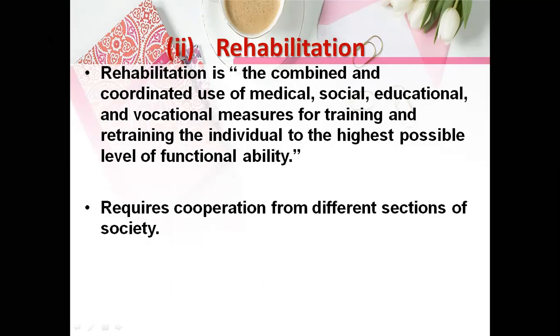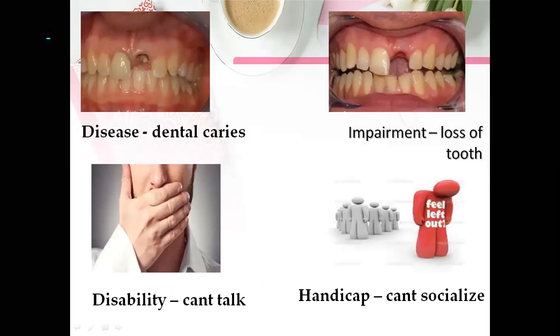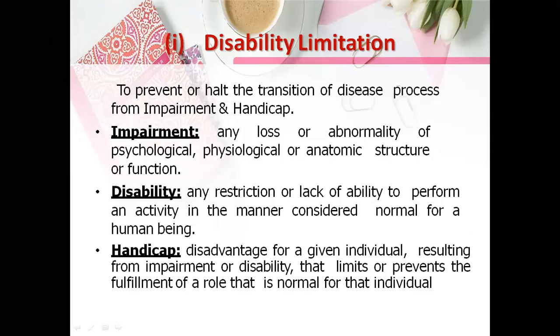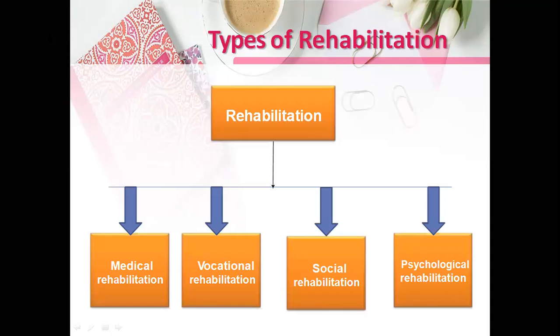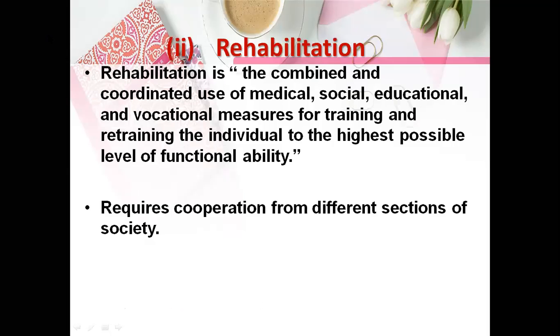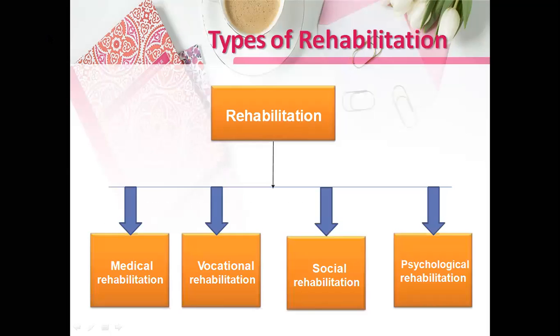So these are the things which come under tertiary prevention. Disability limitation, and whenever we say disability limitation, we have to remember these three. Then we have rehabilitation, which comes in many forms: medical, social, vocational, psychological. With all these, we are helping the individual deal with the disability and have a life back. Okay, clear? Everyone is clear?